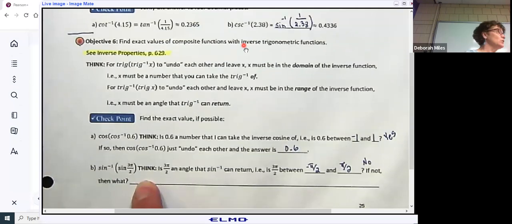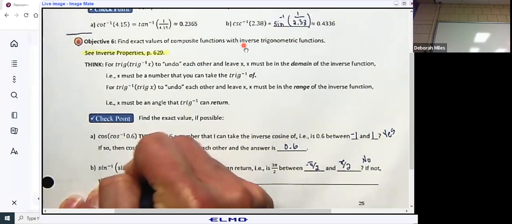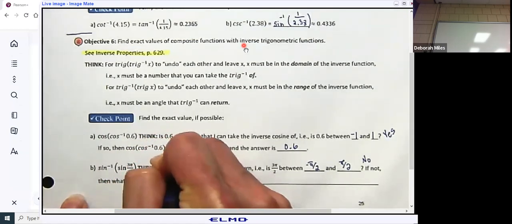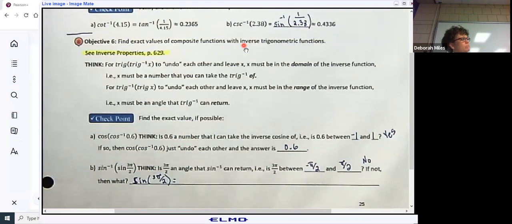Now, sometimes there's a workaround and sometimes there's not. In this case, there is a workaround. I can say, sine of 3/2 pi is what? Where is that on the unit circle? Negative y-axis. And what is sine down there on the negative y-axis?